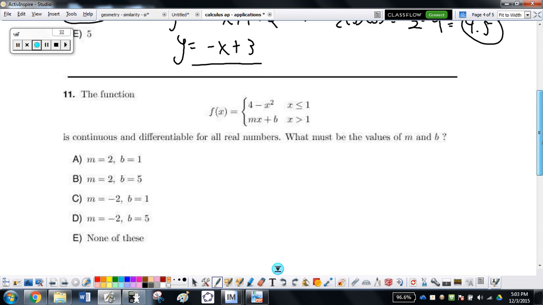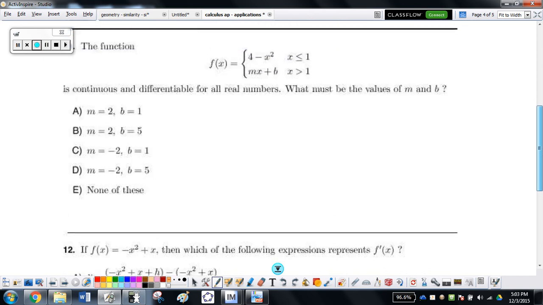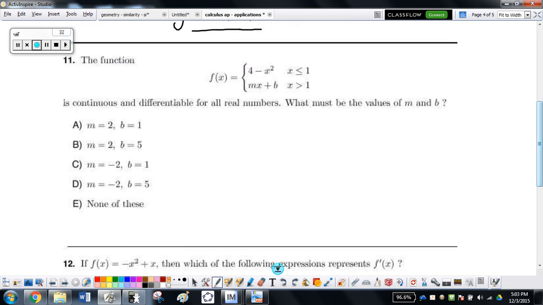Number 11. You've seen problems like number 11 before. Continuous and differentiable. What must be the values of m and b? In a sense, this problem is redundant. Can something be discontinuous but also be differentiable? No. You can't have a hole and then expect a tangent line to hug it, right? So essentially, differentiable is all you need.